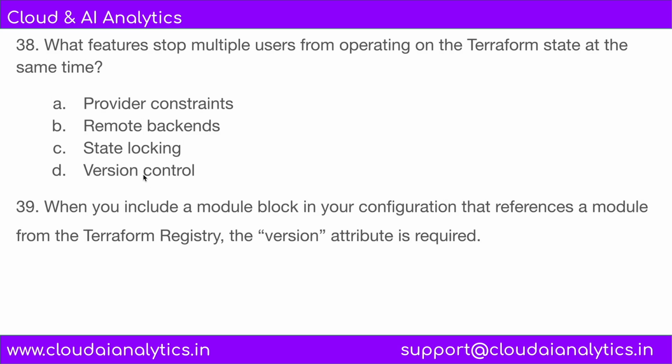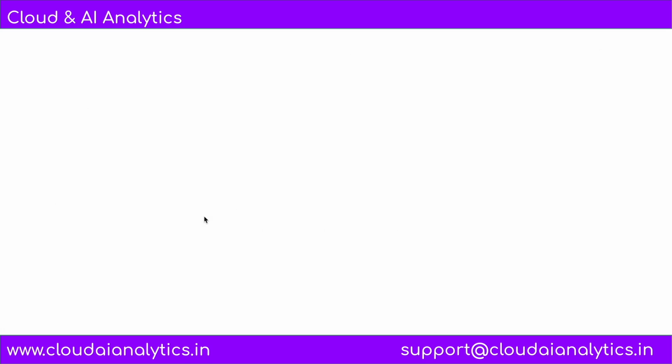Moving on to the next question. When you include a module block in your configuration that references a module from the Terraform registry, the version attribute is required. Option A, true. Option B, false. Again, we have discussed something very similar to this. Now pause the video, go through the question, understand it, and then come up with the answer. So that's it. The right answer is option B, false. The version attribute is optional, but it is highly recommended to use.